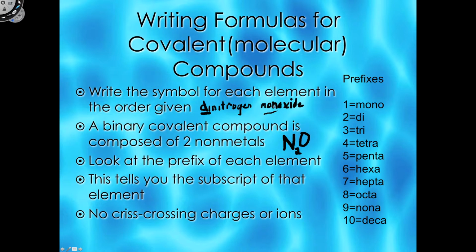for dinitrogen monoxide. We don't have to worry about charges here. There are no ions involved. There's no crisscrossing, nothing like that. You just have to know these prefixes, know what they mean, and those are the subscripts. So pretty straightforward.